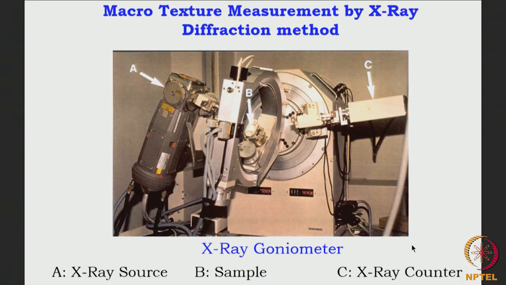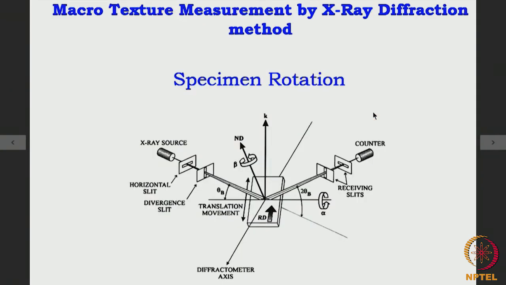As I said, macrotexture measurement is normally carried out by X-ray diffraction. Now, this is an X-ray diffraction unit with what is known as an X-ray texture goniometer. So, here this is the X-ray source, and you have got your specimen over here, and you have got the X-ray counter to measure the diffracted radiation in this direction. Now, the specimen which is put in the texture goniometer is not stationary.